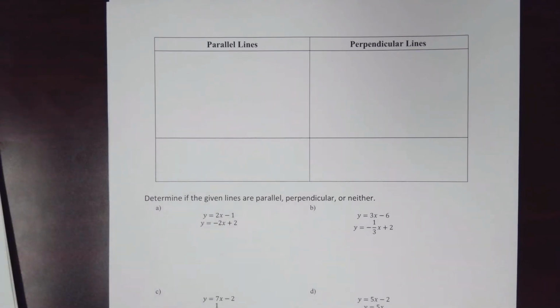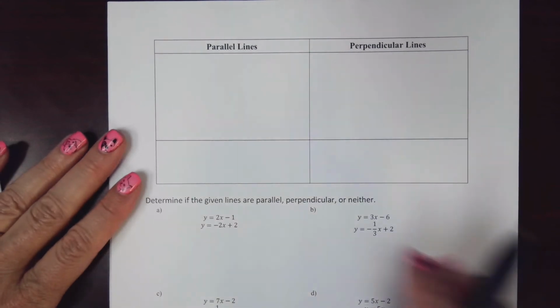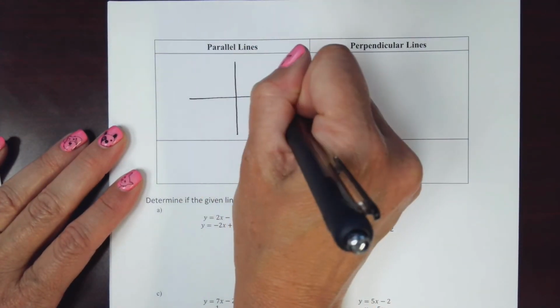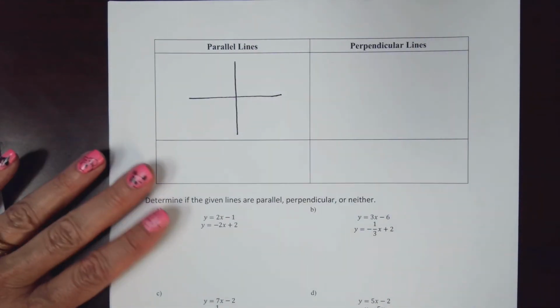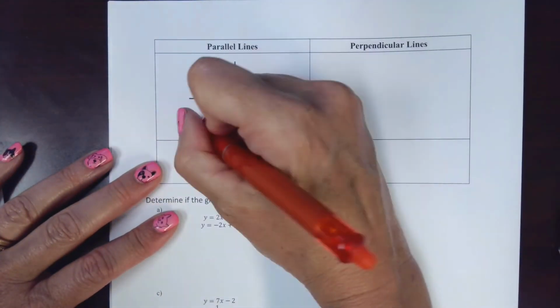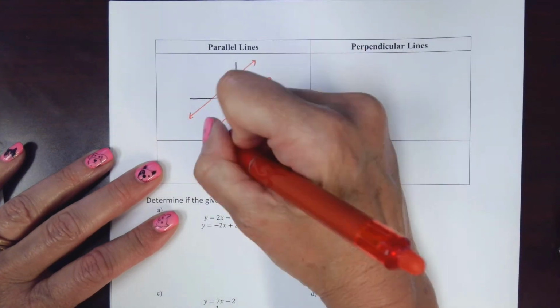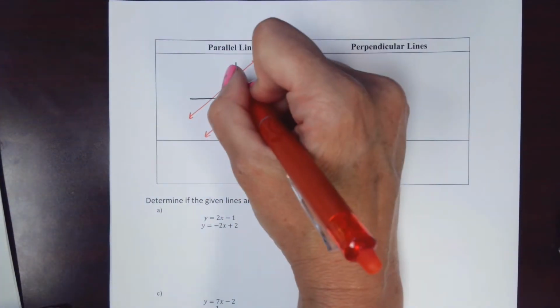Now, if I have lines in a plane, they are either going to touch or not touch, right? Those are the only two situations. Well, if I have two lines on the same coordinate plane and they don't touch, then these two lines are parallel. Here's an example of two parallel lines.